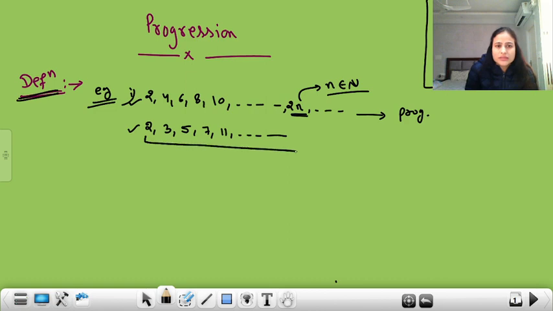If I talk about the second sequence, the terms are nothing but prime numbers: first prime, second prime, third prime, and so on. But these terms cannot be expressed in terms of n. That is, the general term is not defined; we cannot define a general term for this sequence. So this is not a progression. I think the difference between progression and sequence is clear.